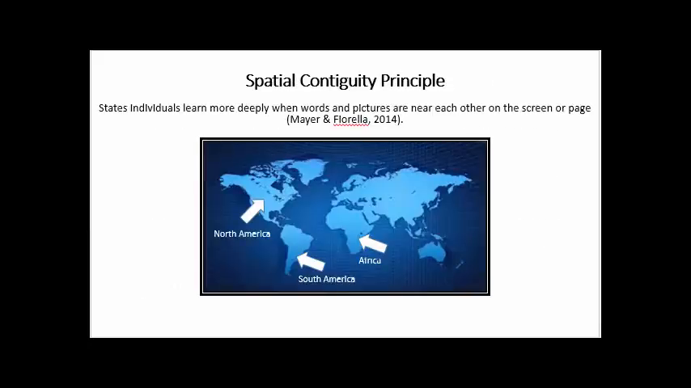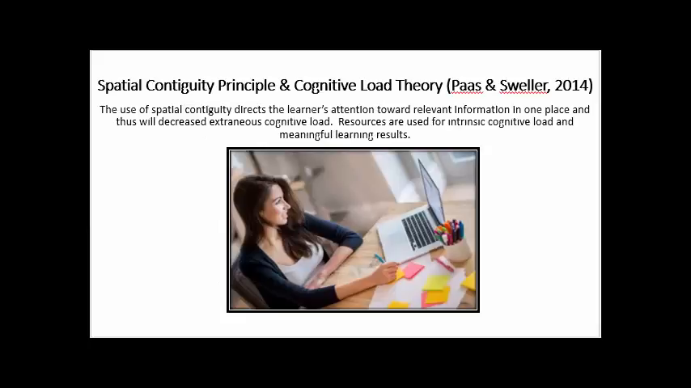The last principle is spatial contiguity. This states that individuals learn more deeply when words and pictures are near each other on the screen or on the page. What we're seeing here is a map of the world with arrows and the names of the countries right next door. We don't have them off to the left or the right, but we've integrated them with the actual picture that we are using.